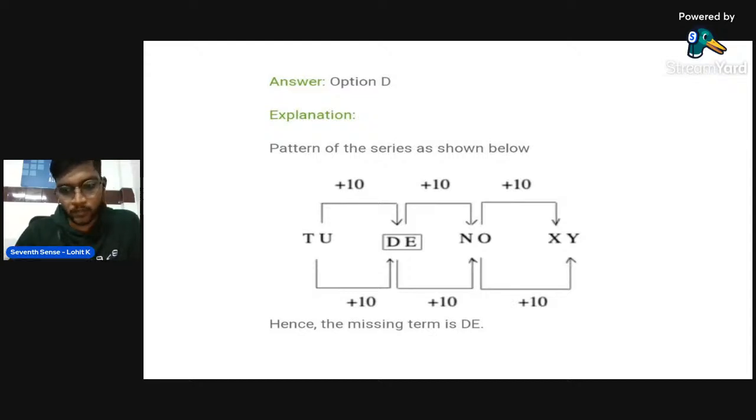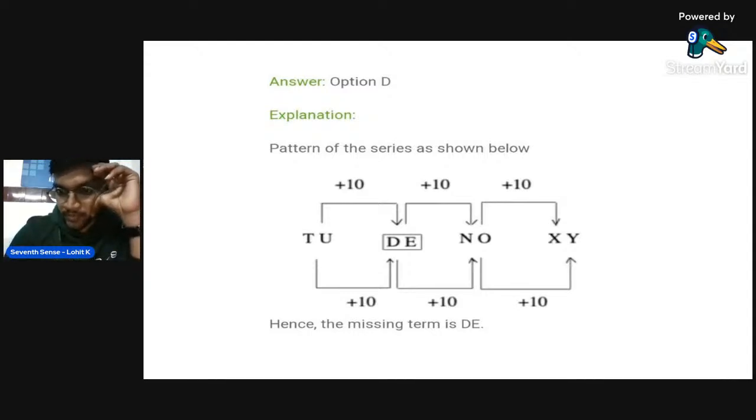And you know that the difference of these two is how much? That is 1 plus 1. So D plus 1 is how much? E. Now, from the beginning, you have to see whether they are following the same sequence or not. So all will be following the sequence of plus 10. So the answer will be correct here. So what is the answer you're going to get here? That is D and E.